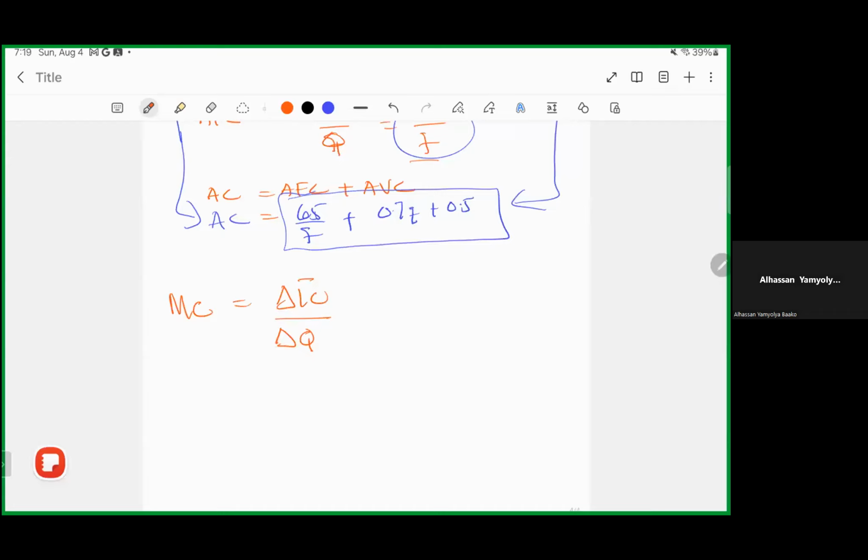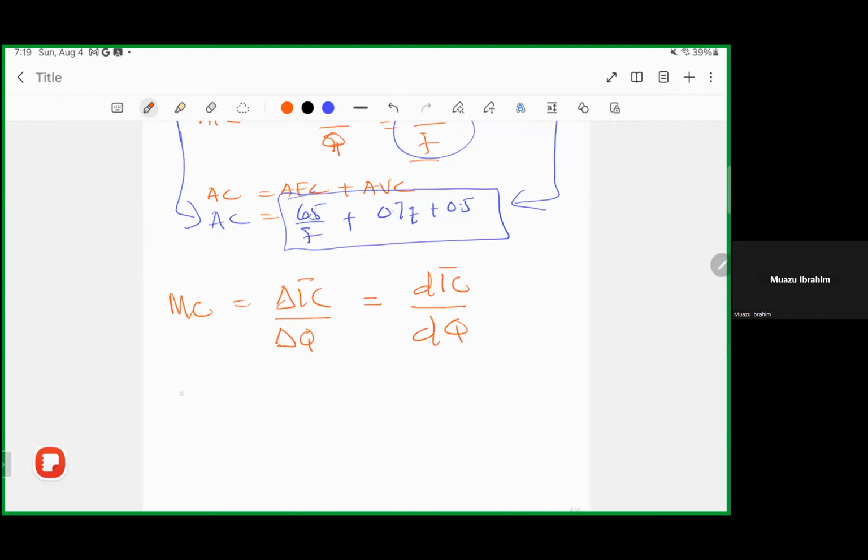And we said the marginal cost, which is the same thing as change in total cost all over change in output. Mathematically, we can also refer to it as what? ΔTC, which is the change in total cost, all over change in what? All over change in output.